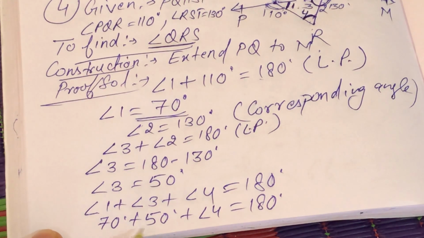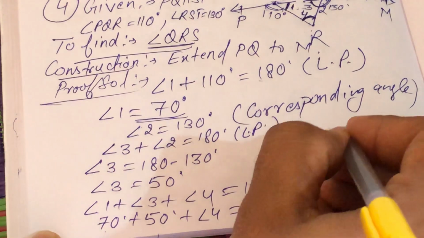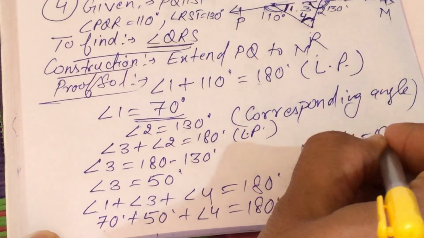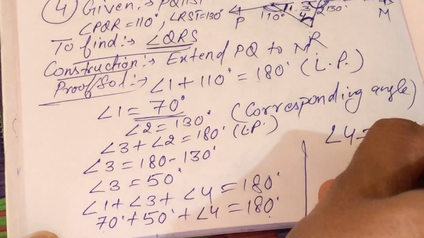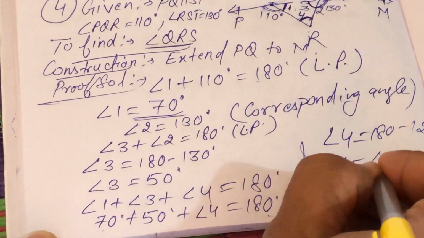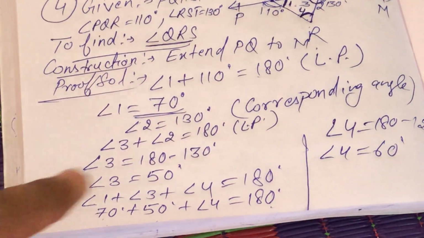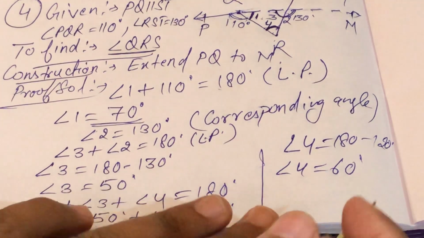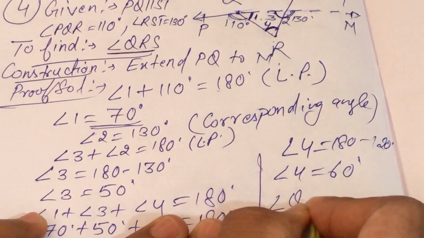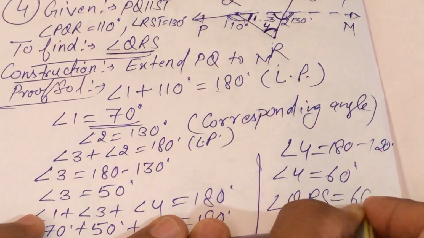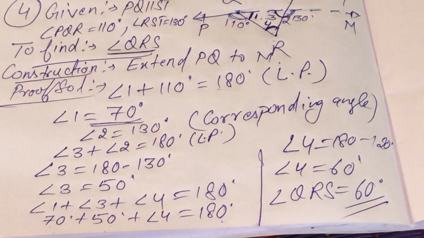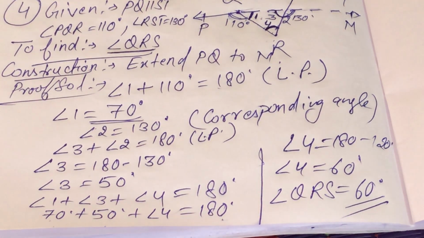So 70 plus 50, that is 120. Then subtracting, angle 4 equals 180 minus 120. So angle 4 will be 60 degrees. That means we have found angle QRS as 60 degrees. That is the answer. This is the way we can find it.